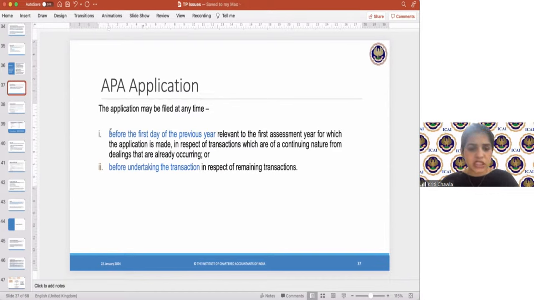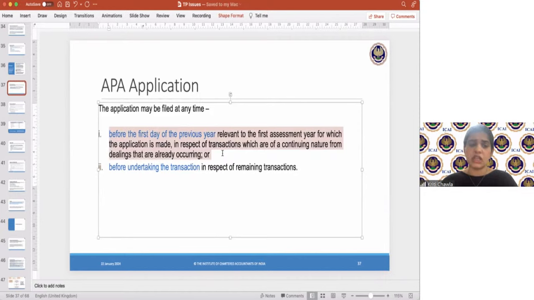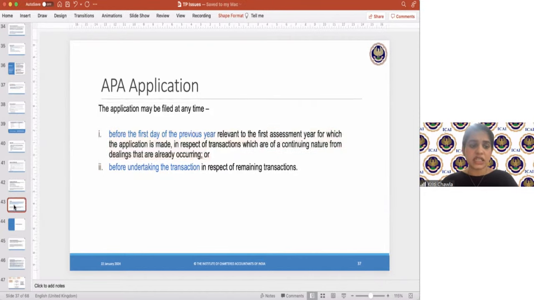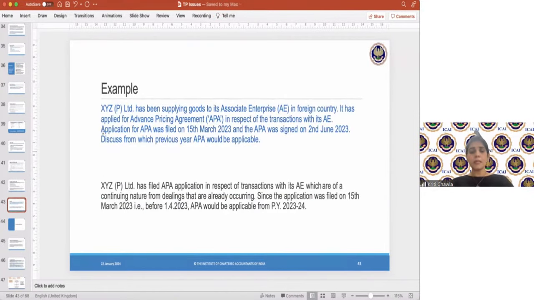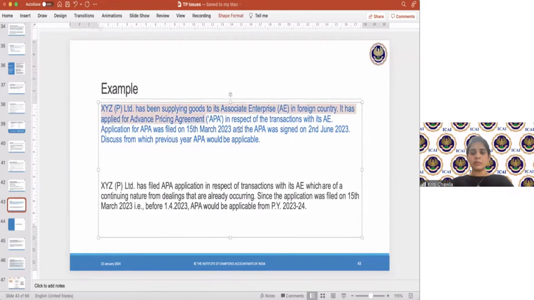Now, the question is, what is this before the first day of the previous year? For this situation, let's take an example here. Please take a minute to read through this question. The question is in blue, the answer is in black. Please take a minute to read through this question and then we'll discuss it.